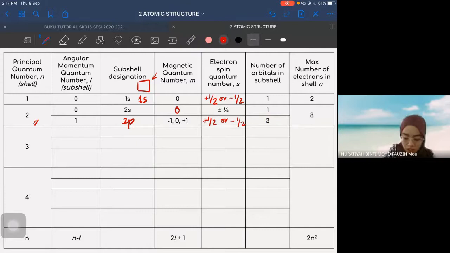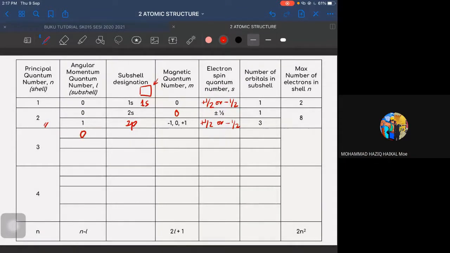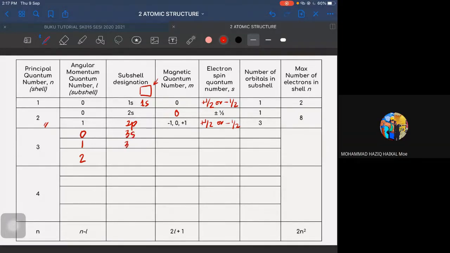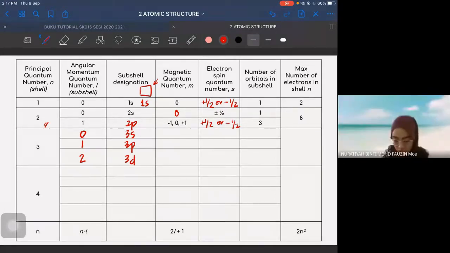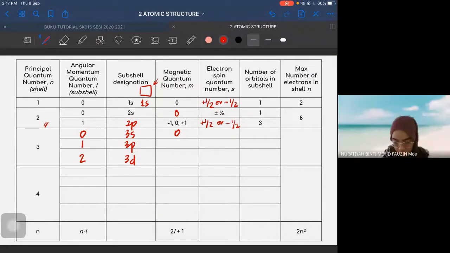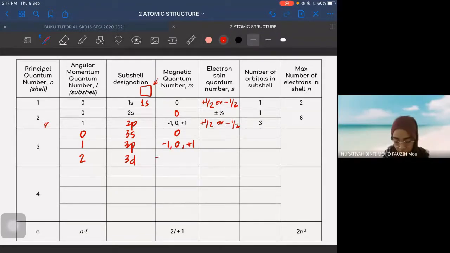Alright, next one. Ini boleh tak kita buat laju sikit untuk 3. Angular momentum L tu apa? 0, 1, 2. Okay, lepas tu yang ni atas subshell dia is? 3S, 3P, 3D. Yes, very good. So the magnetic quantum number will be 0. Ini apa? Negative 1, 0, positive 1. Okay, next, you will get minus 2.